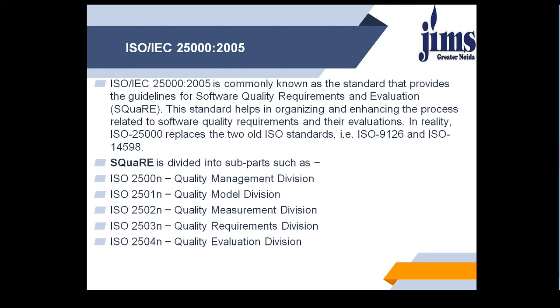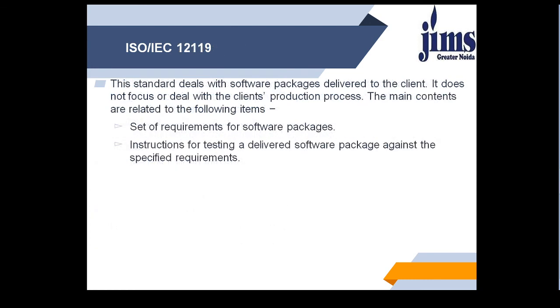These standards help in organizing and enhancing the process related to software quality requirements and their evaluation. In reality, ISO 25000 replaced the two old standards, ISO 9126 and ISO 14598. ISO 25000 is divided into subparts. These are Quality Management Division, Quality Model Division, Quality Measurement Division, Quality Requirement Division, Quality Evaluation Division.